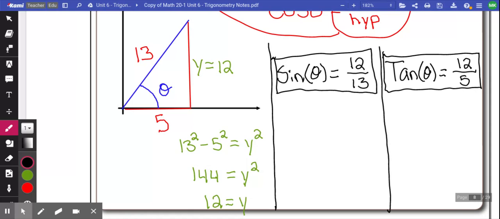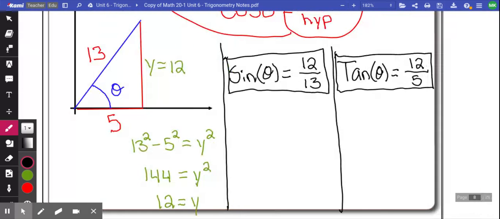I then went ahead and did SOHCAHTOA to get my two ratios. So sine of theta is opposite over hypotenuse. Opposite is 12. Hypotenuse 13. So 12 over 13 is my answer. I cannot simplify. It is done. My tangent ratio is opposite over adjacent, so opposite would be 12, adjacent would be 5. 12 over 5 would be my final answer.